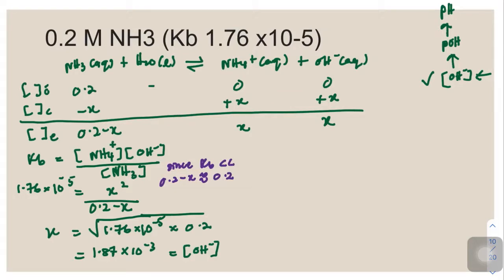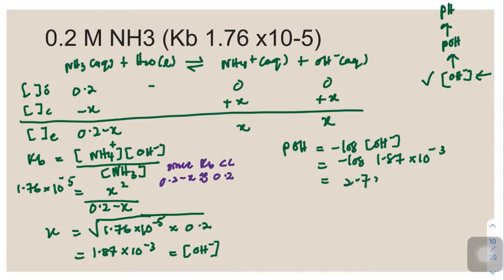Let's move to the second step. After we got the concentration of the hydroxide ion, we can calculate our pOH. So pOH is equal to negative log of the concentration of the hydroxide ion. So it is equal to negative log of 1.87 times 10 negative 3, which is equal to 2.73. So we complete the second step and let's move to the target.